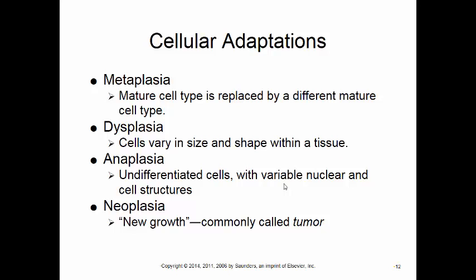Then we have anaplasia, which is undifferentiated cells, which means they didn't become any kind of mature cell type, and they have variable nuclei, nuclear structures and cell structures. And then last we have neoplasia, which is new growth. Neo means new, and this is commonly called a tumor.